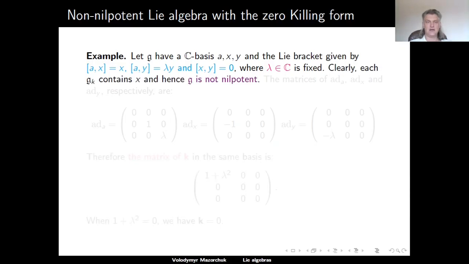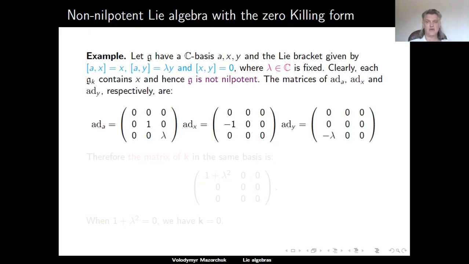It is also clear that each component of the lower central series of this Lie algebra contains x, simply because the commutator of a and x is equal to x. So this property means that x belongs to the derived algebra, and then when we commute with a again, we get x back, so it should belong to G2 and so on. So in particular, each component of the lower central series of G is non-zero, so G is not nilpotent for any value of lambda.